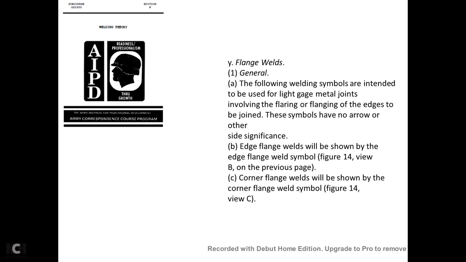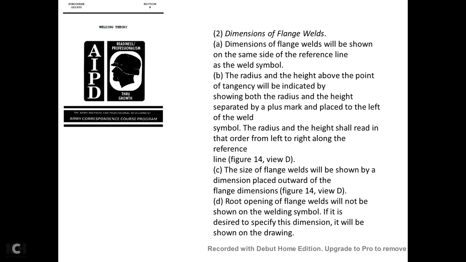Y. Flange welds. The following welding symbols are intended to be used in light gauge metal joints, joining the flaring and the flanging of the edges to be joined. These symbols have no arrow or other side significance. B. Edge flange welds should be shown with the edge flange weld symbol. Corner flange welds should be shown with the corner flange welding symbol.